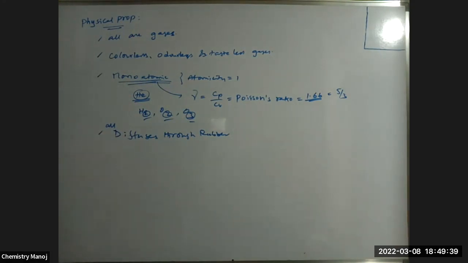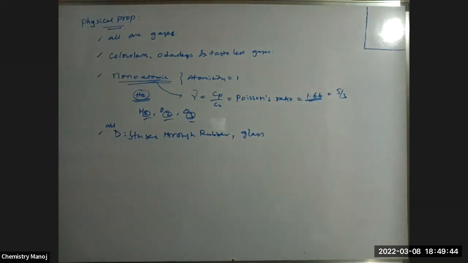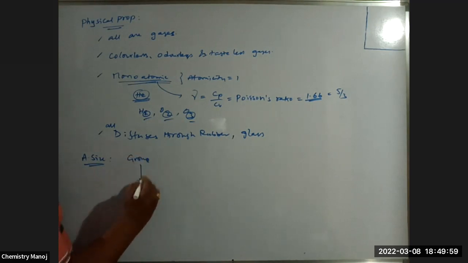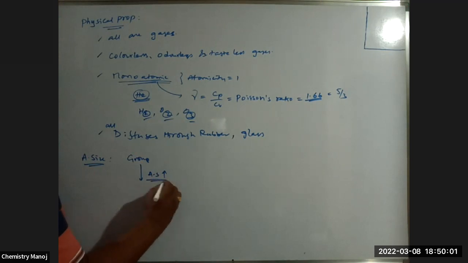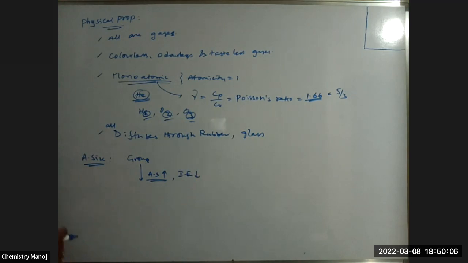Next, glass, rubber, etc. Now atomic size. In a group, from top to bottom, atomic size increases and automatically ionization energy decreases. So there is a large difference in their atomic size.